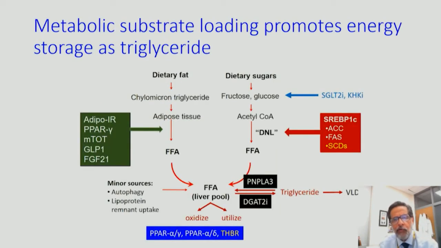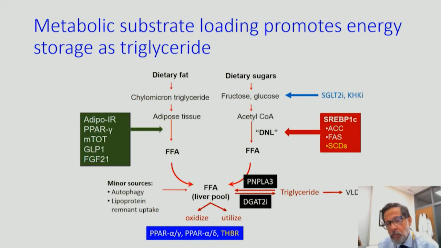Now, we've already talked about a number of drugs. We've talked about GLP, FGF21s, PPAR gammas, which bind to and work on adipose tissue, work through the free fatty acid delivery to the liver. On the right is shown what happens to sugars when they are delivered to the liver, and which are converted through the process of de novo lipogenesis also into free fatty acids.